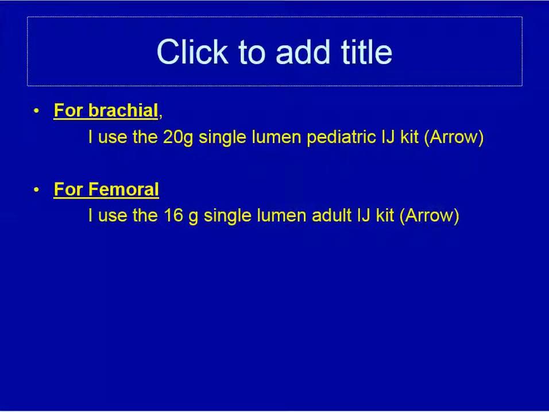For brachials, I favor use of the 20 centimeter single lumen pediatric IJ. This is about 4 inches long. And for femorals, I use the single lumen 16 gauge adult IJ. But these are simply my preferences.